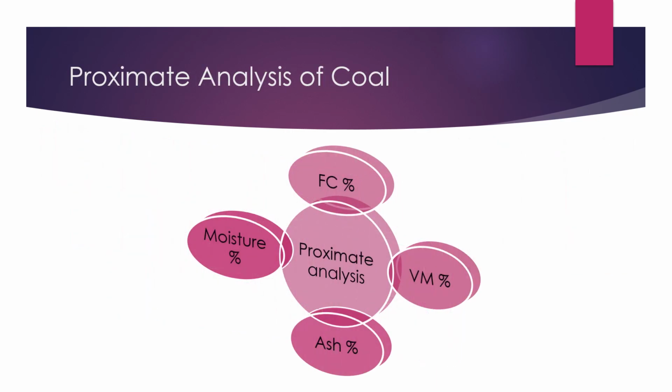Let us discuss about proximate analysis of coal in detail. In proximate analysis, the weight of fixed carbon, volatile matter, ash content, and moisture are revealed in percentage. Fixed carbon is mainly responsible for the heat generated during combustion of coal. High volatile matter content of coal facilitates easy ignition of coal.